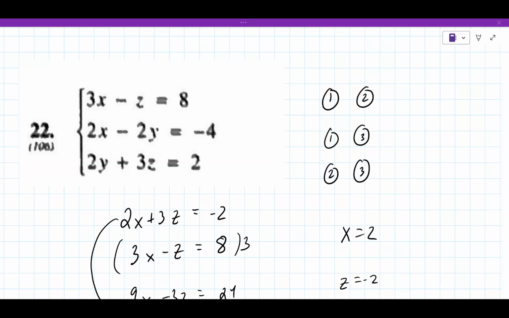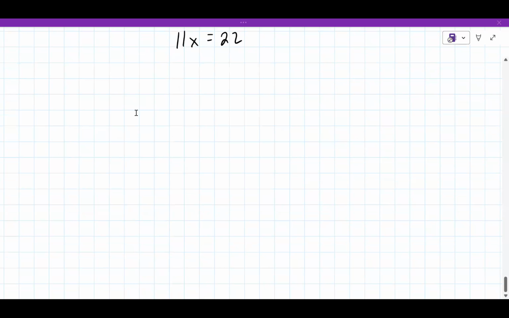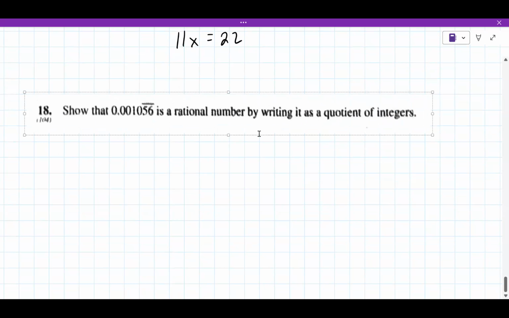Negative. All right, so 18 is something we looked at, I think, a couple weeks ago. Really, you want to look at this as 0.0010 plus 0.000056 repeating, and create two fractions from this. The one on the left should be pretty familiar to you.